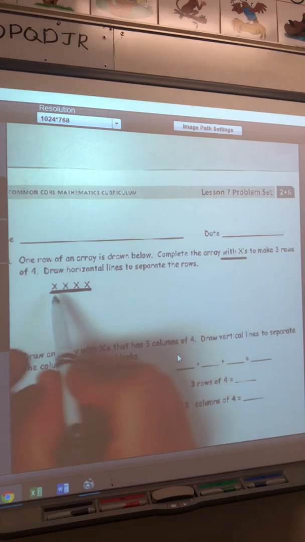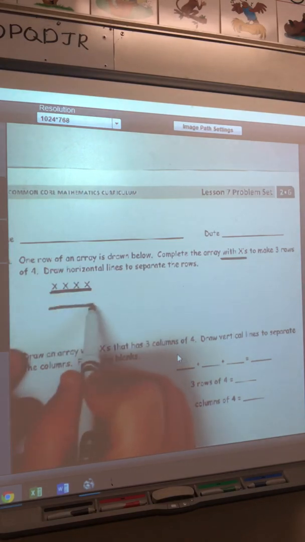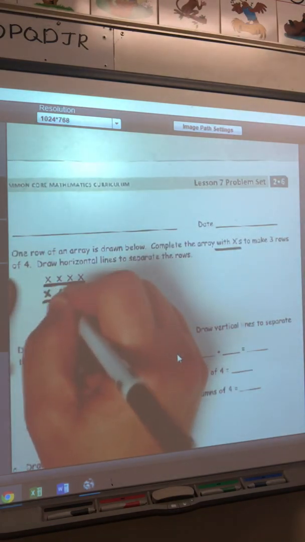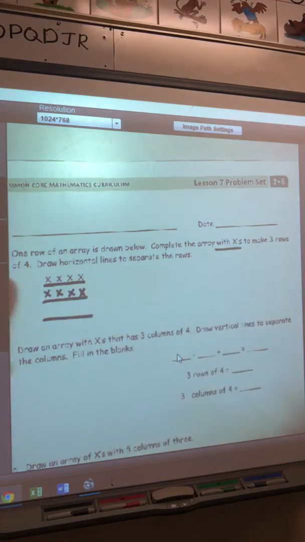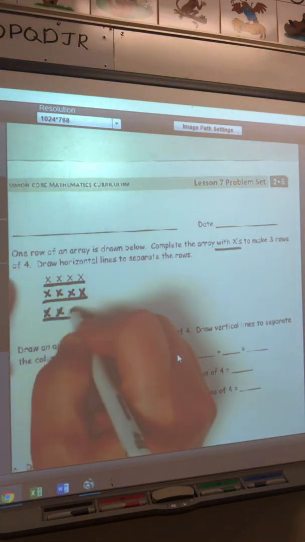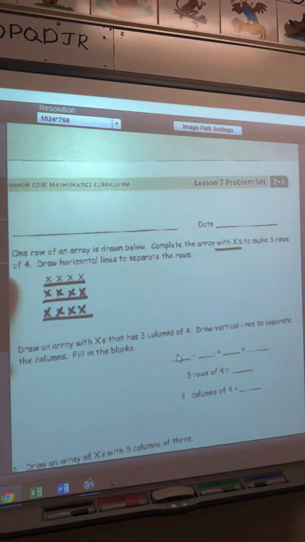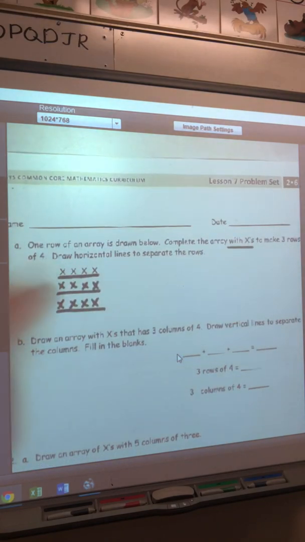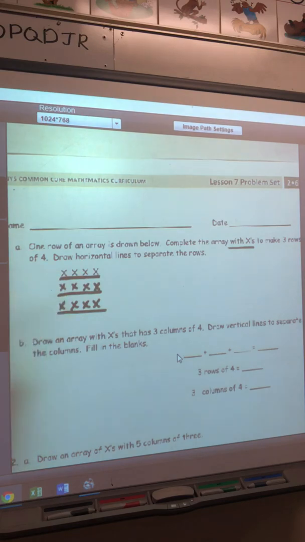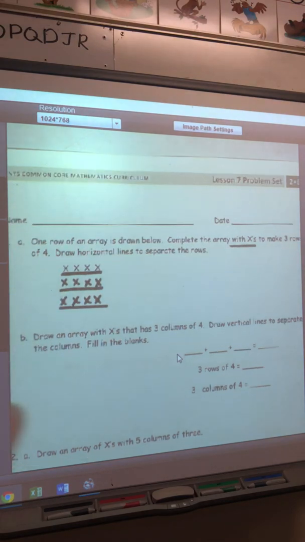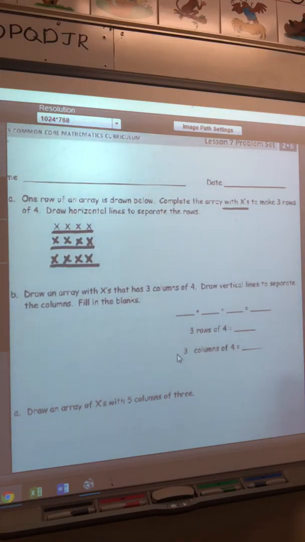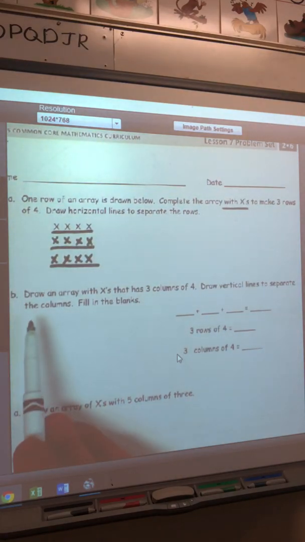So I know here's row 1, row 2, row 3. And now each row is going to have 4. 1, 2, 3, 4. 1, 2, 3, 4. Okay, that first problem is just to get you working with an array and the way that they've made it. So they draw their lines there in the middle so you can see when one row starts and one row stops. Okay, now let's do 1B.